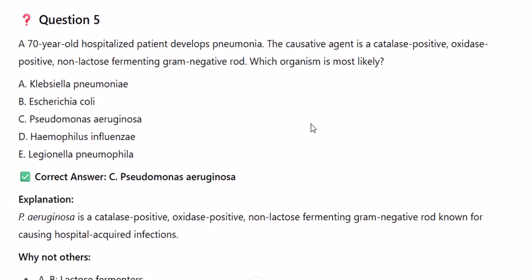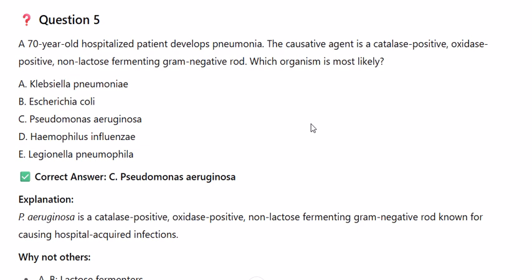Question 5. A 70-year-old hospitalized patient develops pneumonia. The causative agent is a catalase-positive, oxidase-positive, non-lactose fermenting gram-negative rod. Which organism is most likely? A. Klebsiella pneumoniae, B. Escherichia coli, C. Pseudomonas aeruginosa, D. Haemophilus influenzae, E. Legionella pneumophila. Correct answer: C. Pseudomonas aeruginosa.